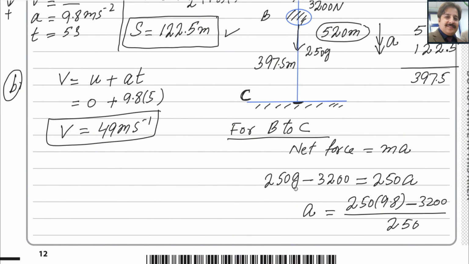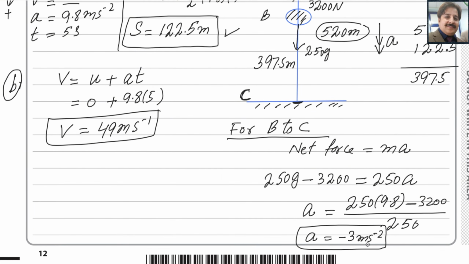You can replace the value of g here. So the acceleration will be equal to, you can use a calculator here to get the answer. For sure the answer will be minus 3 meters per second squared. The acceleration is negative here, so it is actually deceleration. Now we found the value for the deceleration, that is -3, and we have the speed at point B.